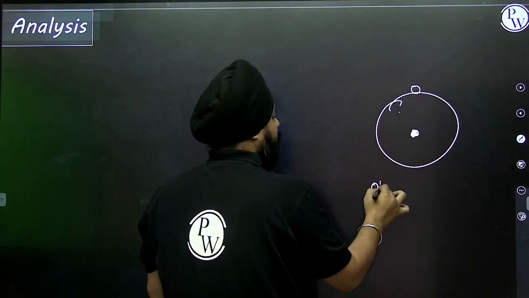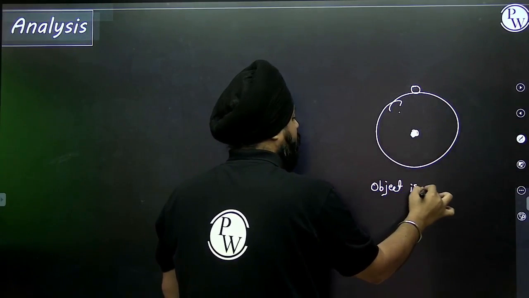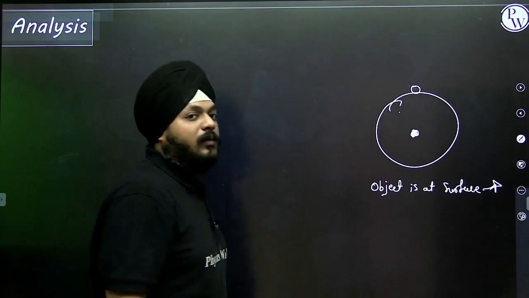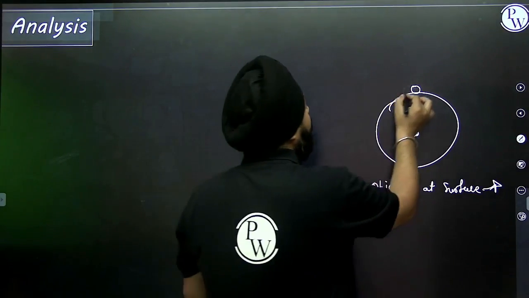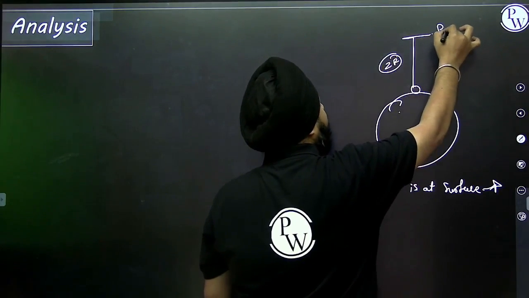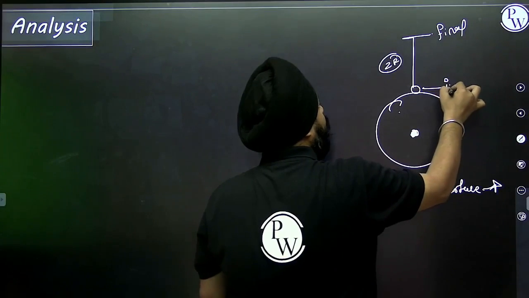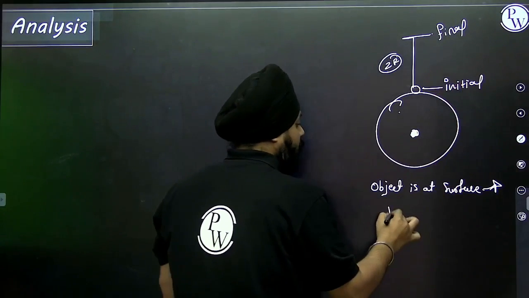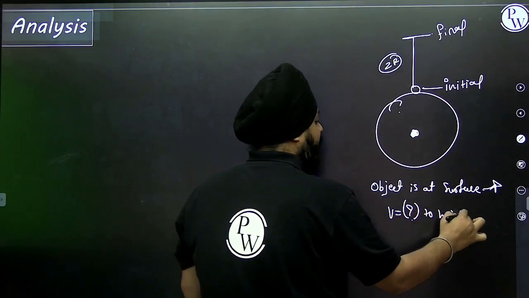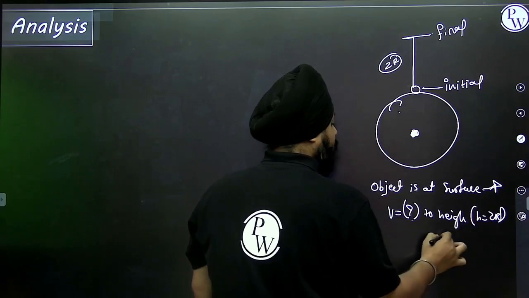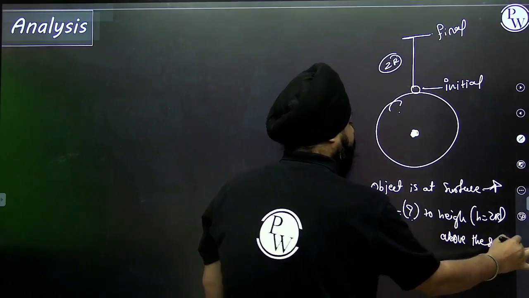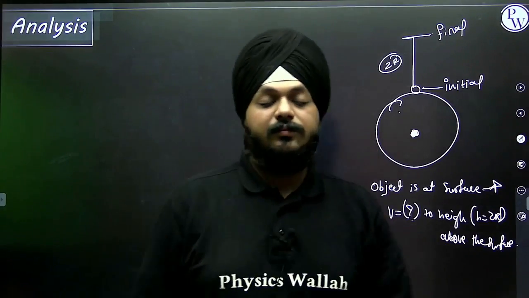An object is kept on the surface. How much velocity is needed to reach the height h equal to 2R above the surface of the earth? The question is given.